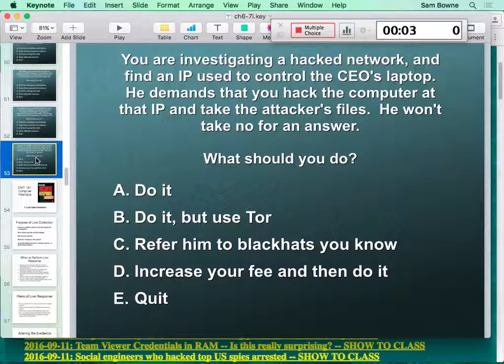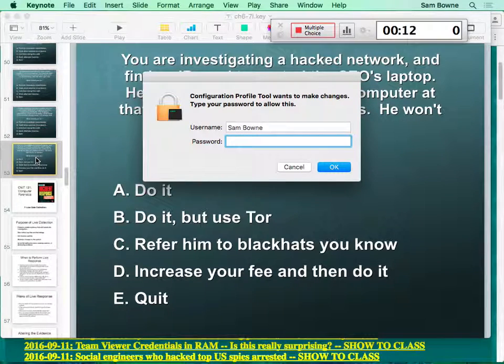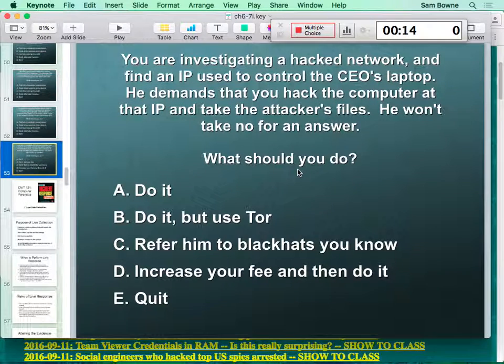So you got a hacked network and you find an IP that is being used to control the CEO's laptop. He demands that you hack them back and steal their files back from that machine. What do you want to do about that?